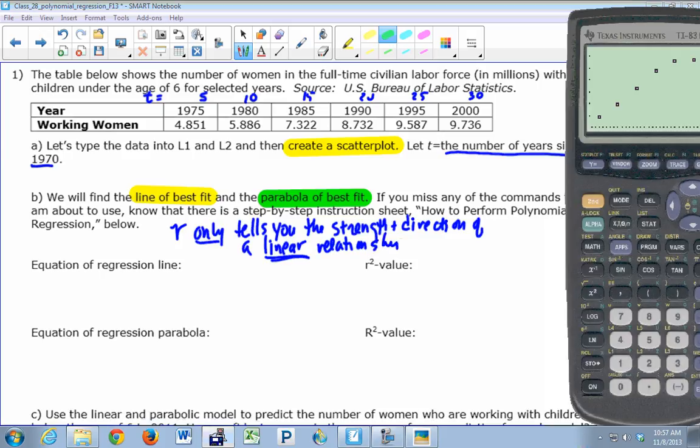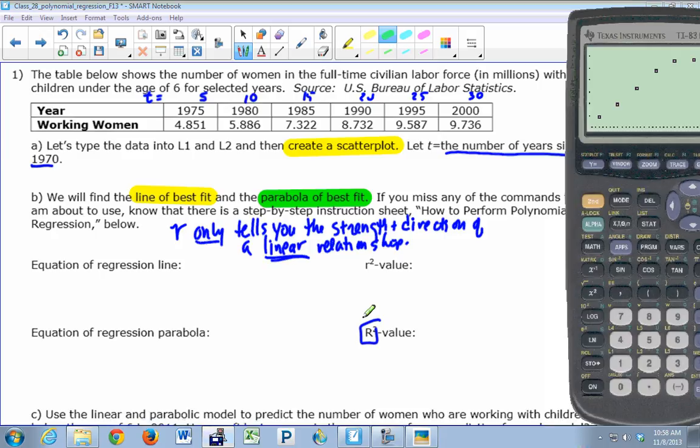So if we're going to be looking at quadratic models and cubic models and possibly quartic models, there's not going to be an R for those. So there is a measure, a statistic called R square. And for everything other than your linear regression, the R is a capital R. And for your linear regression, it's a small r. You can use your R square values for all of your regressions, and then you compare those.